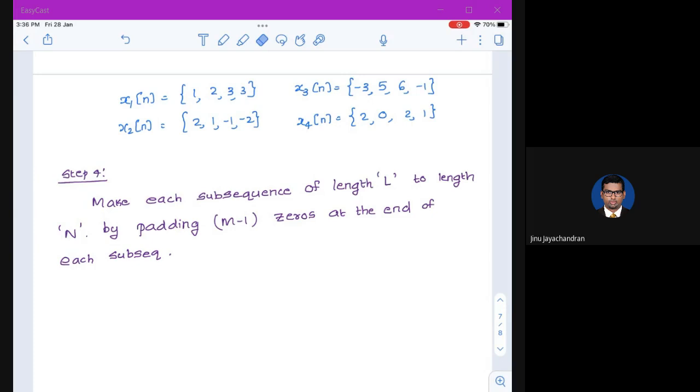You don't want to add or put anything from the previous block. Okay, so your x1 dash of n will now become 1, 2, 3, 3. So you want to pad M minus 1 zeros. M minus 1 is 4 minus 1, that is equal to 3. So 0, 0, 0. Now you see that the length of x1 dash of n is 7.